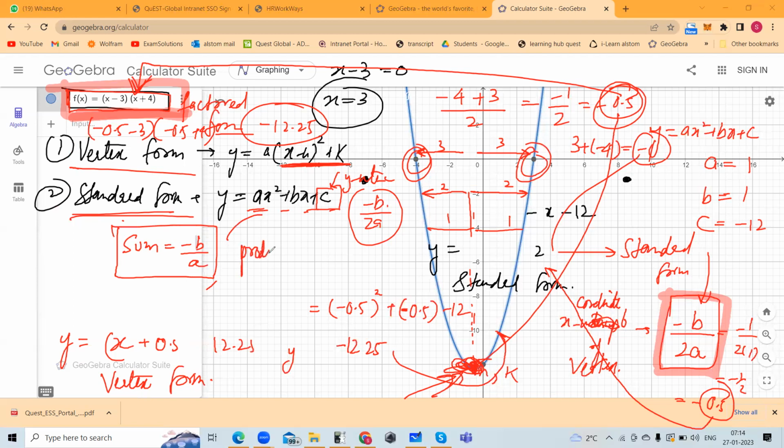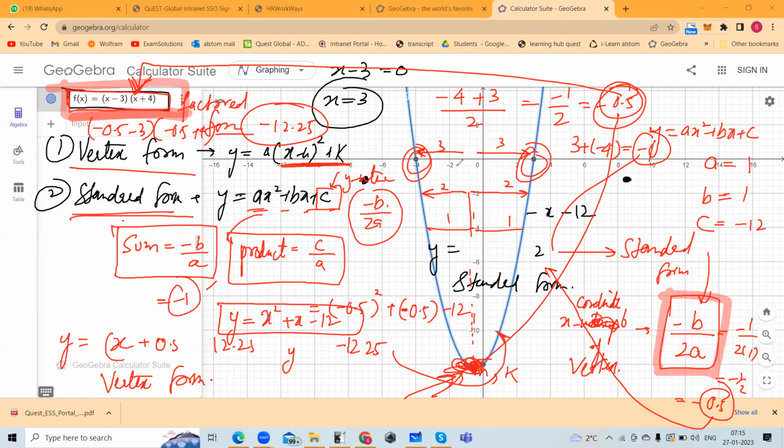And the product of the solutions is always equal to c divided by a. So the sum is equal to -b divided by a. If you write the standard form, y equals x squared plus x minus 12, can you solve -b divided by a? So that's -1 divided by 1. That's -1, correct?